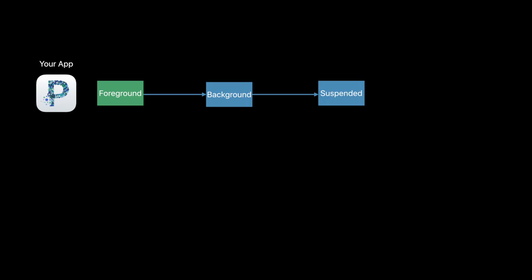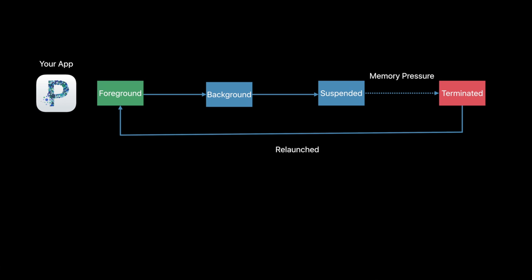We started off in the foreground while we were editing the app particle system, and we then were taken to the background when we used the app switcher to switch to Safari. The system suspended our app while it was in the background. It turns out that at the time, our system was under some memory pressure, and so the system terminated our app. When we used the app switcher to switch back, our app was relaunched.